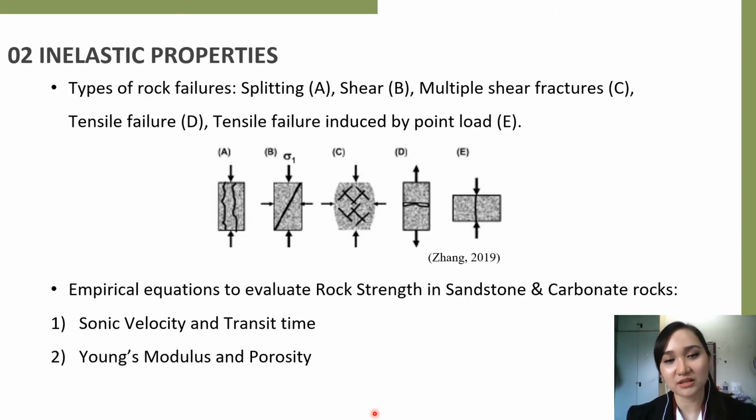Now, another important thing to note is that we can also evaluate rock strength, or its UCS, by applying empirical equations for different lithologies. So in the next slide, I will show you an example of how we apply these equations for sandstone and carbonate specifically, using two methods. First, it is the sonic velocity and transit time, and another is by using Young's modulus and porosity.